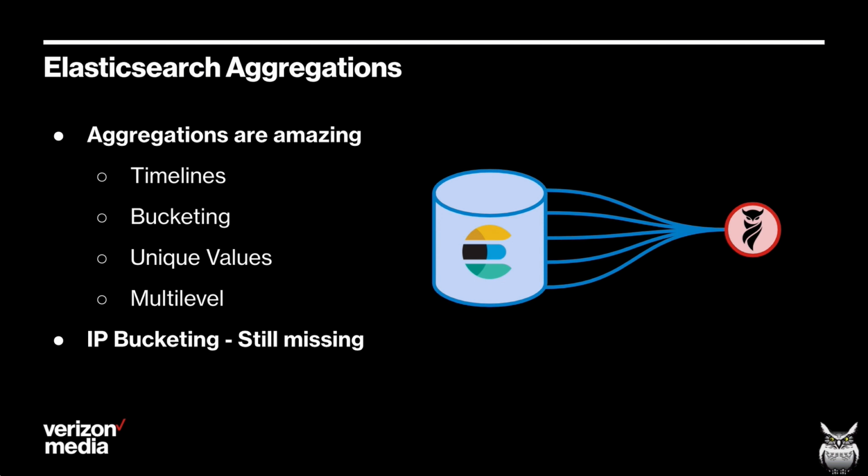The Elasticsearch aggregations are super expressive and allow us to generate great visualizations. We use them all over Arkime, from our timelines to our maps to powering most of our tabs. If you aren't using them in your app yet, definitely take advantage of them. The one aggregation that is still missing is IP bucketing by subnets. Hopefully we will see that be added this year.